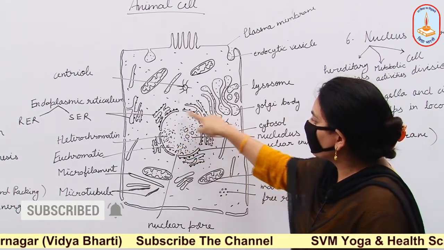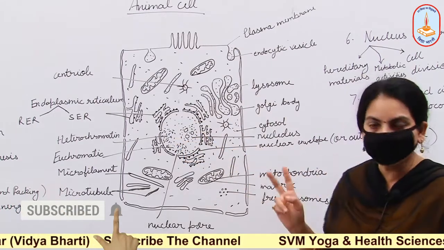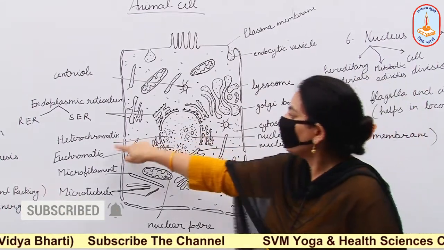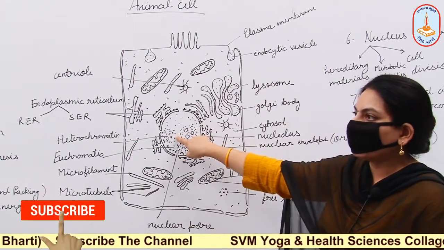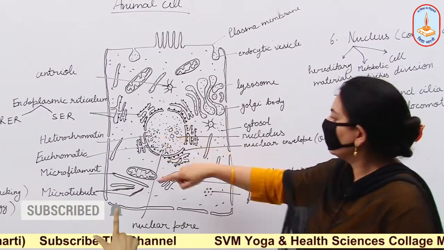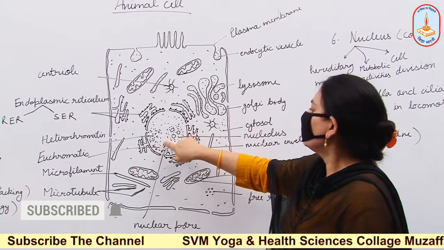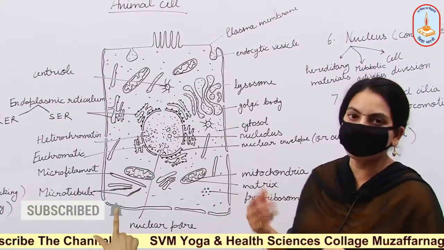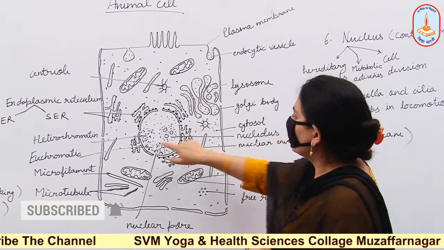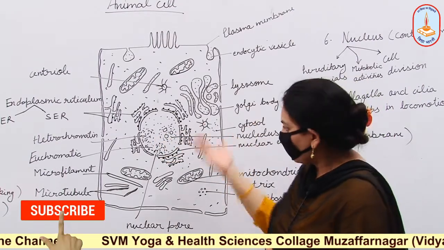Inside the nucleus, chromatins are present. Chromatins are of two types, heterochromatin and euchromatin. Heterochromatins are chromatins that are tightly packed, but euchromatins are loosely packed, and euchromatin also helps in the formation of chromosomes that carry information from one generation to the next generation.